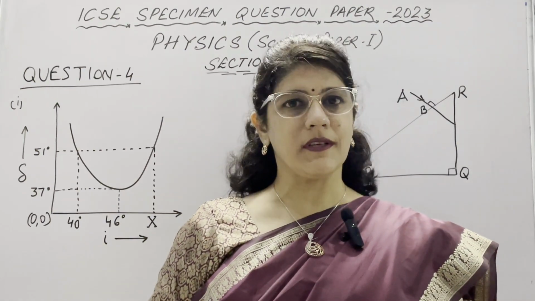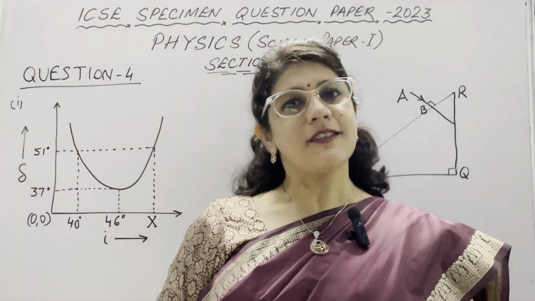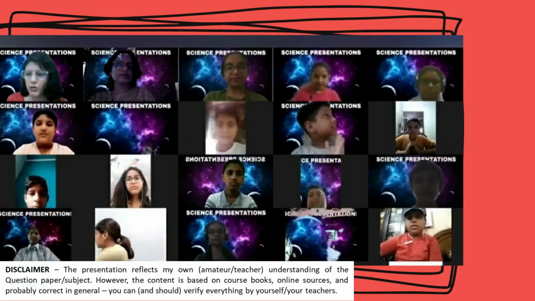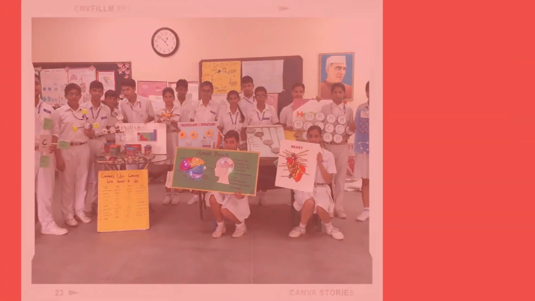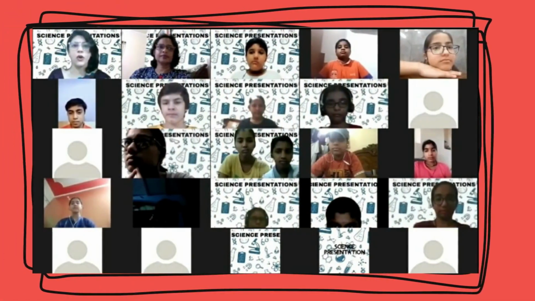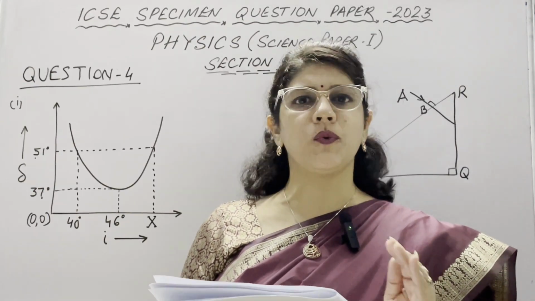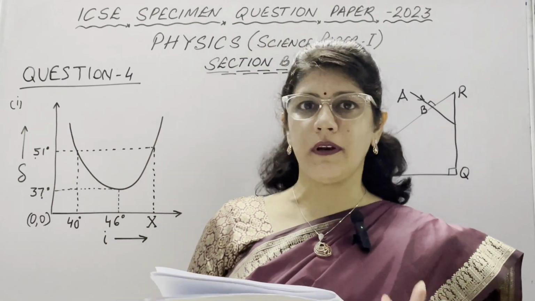Today we are going to discuss the 2023 specimen question paper, ICSE Physics Section B. In Section B, we have 6 questions. Out of these 6 questions, a student has to attempt only 4 questions. Question number 4 belongs to the chapter Light.